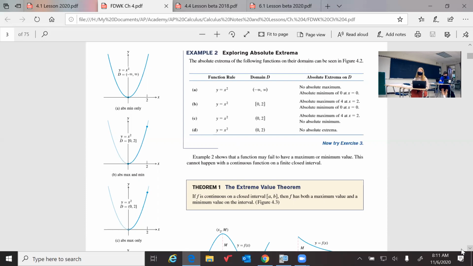So that's, I don't want to be presumptuous about that. But that table on page 188 goes with those 4 pictures in the margin. You have to be careful about what's included in the domain and what's excluded. So back to example 3.